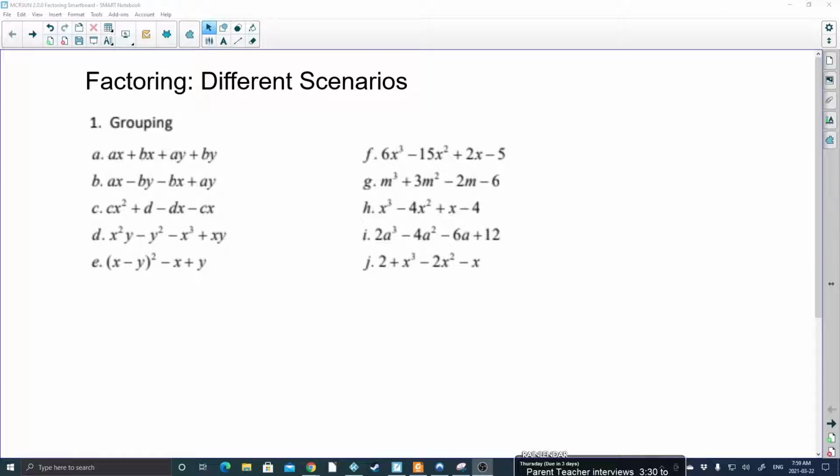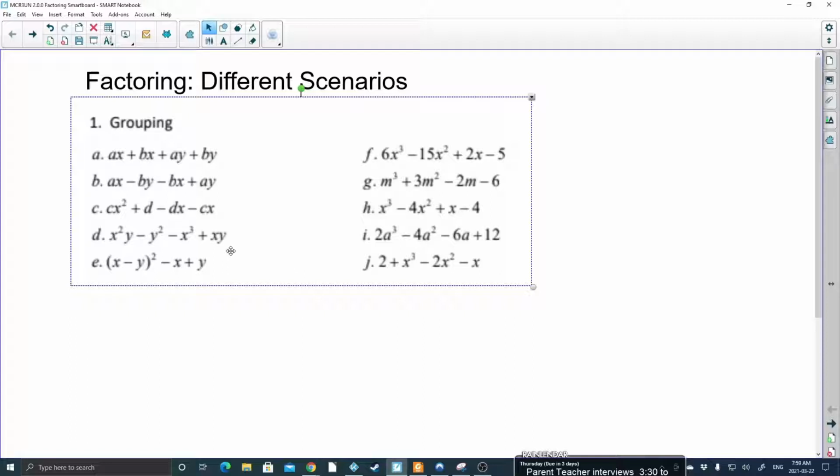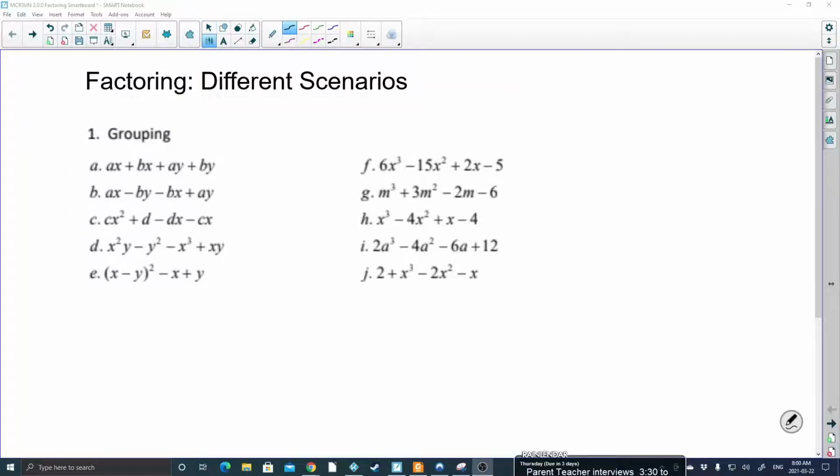And the idea behind factoring by grouping is that you want to be able to take a look at groups of things and see if they are factorable. So we're going to look at 1a here. So in 1a, we have ax plus bx plus ay plus by.